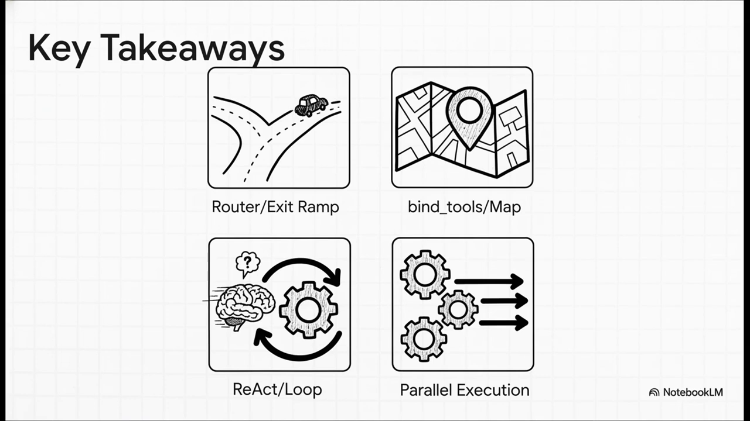Let's do a super quick recap of our core technical takeaways. First, routers save compute by giving the AI an exit ramp to completely skip unnecessary tools. Second, bind tools acts as a map, telling the AI exactly what functions exist. Third, React frameworks use a backward feedback loop to solve those complex multi-step queries. And finally, the tool node executes parallel calls asynchronously, giving your apps blazing fast performance. Honestly, mastering these fundamentals is absolutely critical for building efficient agents.